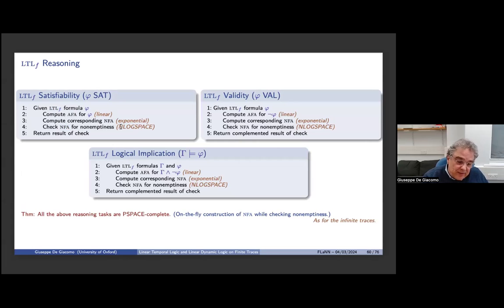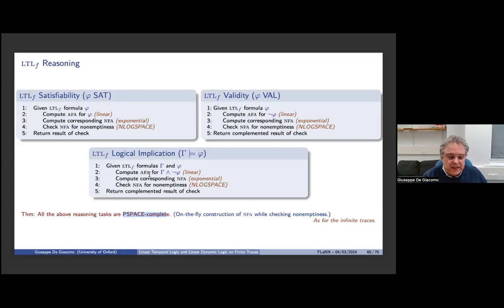And now notice this is an n-log space problem. Also, the transformation of alternating automata to NFA can be done on the fly. So this exponential is eaten somehow by this n-log space, and indeed we get a PSPACE-complete procedure, okay? Which, by the way, is not very different from what happens in the infinite case. You're not really gaining anything, I mean, not much.